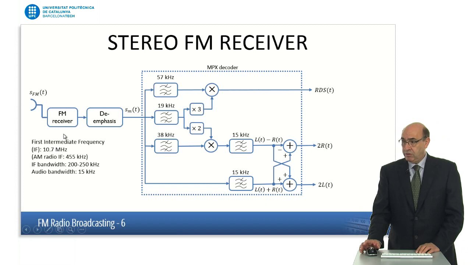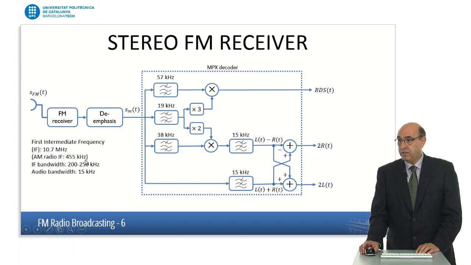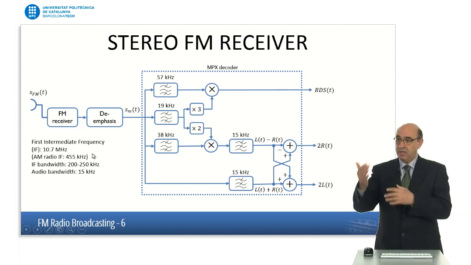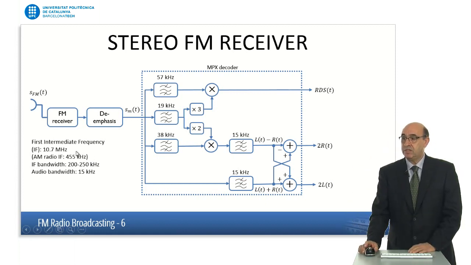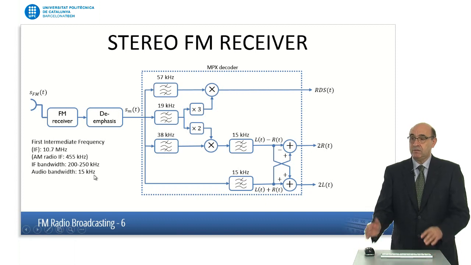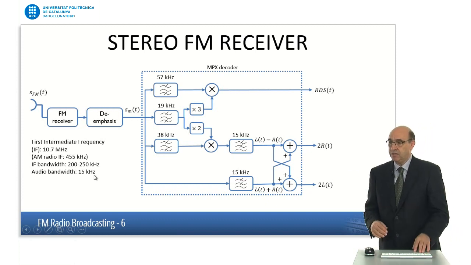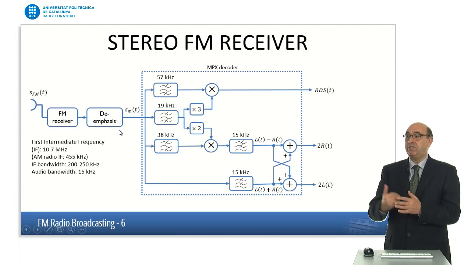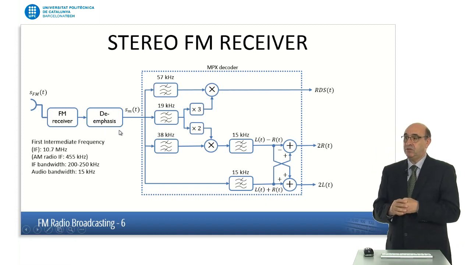In AM radio it is 455 kilohertz. Normally if the radio has AM and FM receivers, they will go through a two-step process and will use both frequencies. The audio bandwidth for the FM stereo is 15 kilohertz. For the AM radio it is lower, it's 10 kilohertz, but this is just the value we have. And now we receive, and before doing anything else, we have to de-emphasize, we have to compensate for the signals we pre-distorted before.